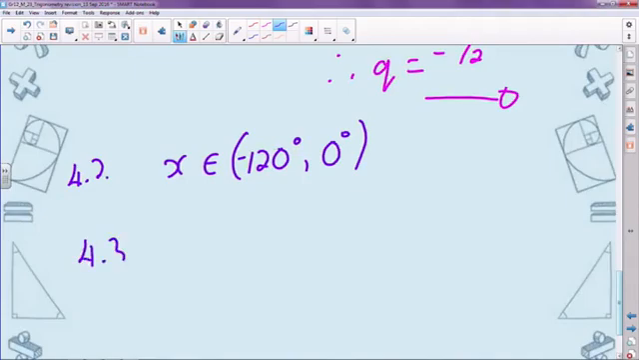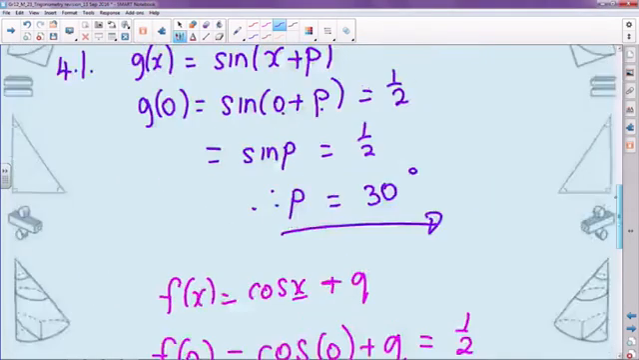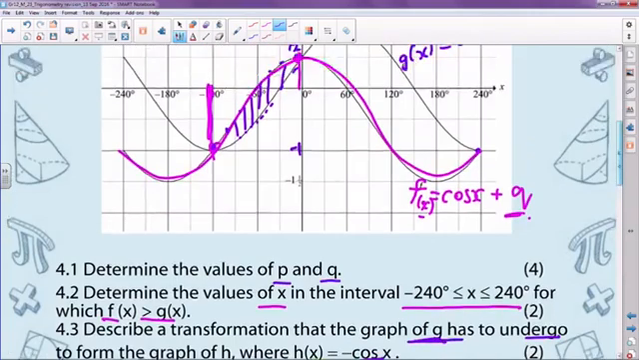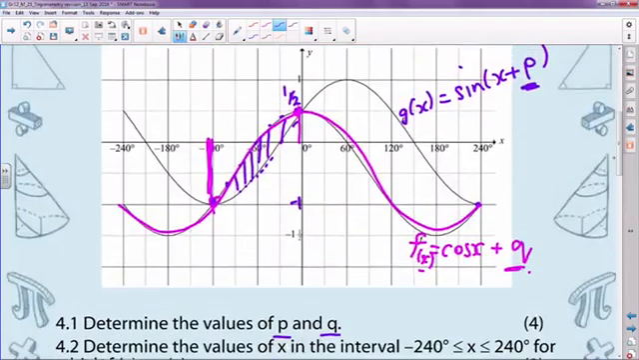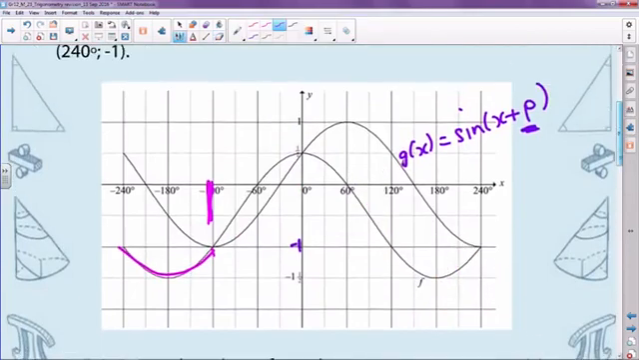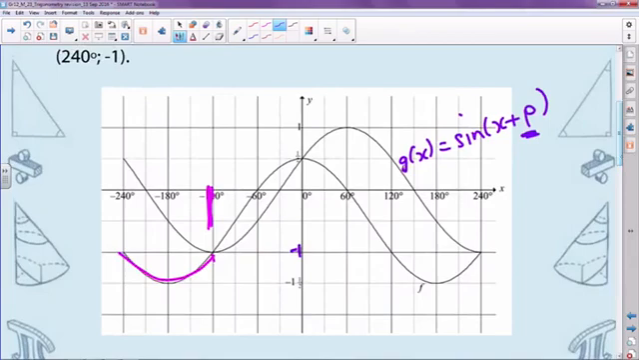All right, and I quickly want to have a look at the last question, which says, describe a transformation that the graph of g, so your sine graph, has to undergo to form the graph of h, where h of x is equal to negative cos x. Okay, so let's just erase this quickly and have a look at what we're saying. So we're looking at the graph of g. What transformation must it undergo to become a negative cos x graph?